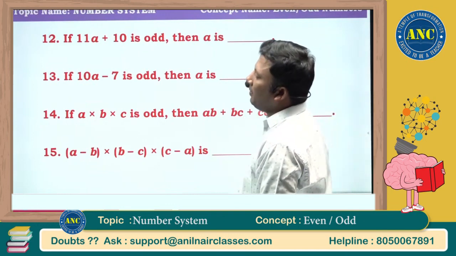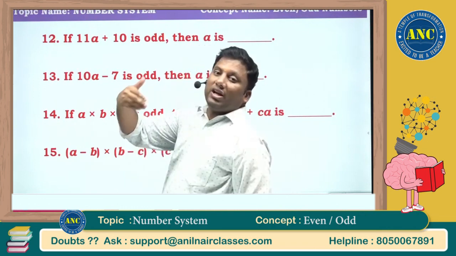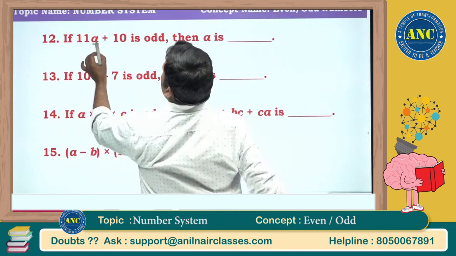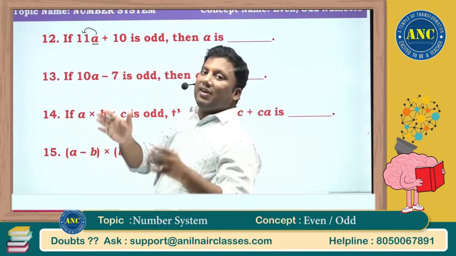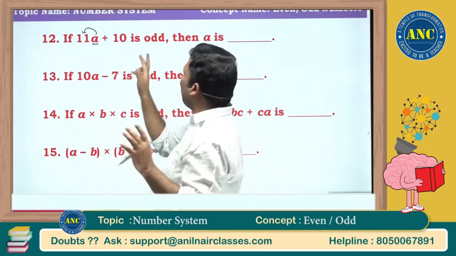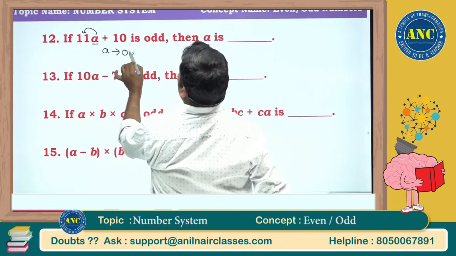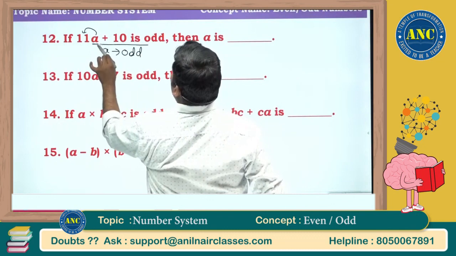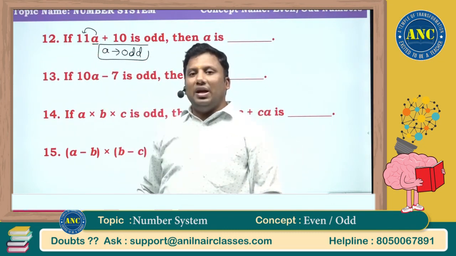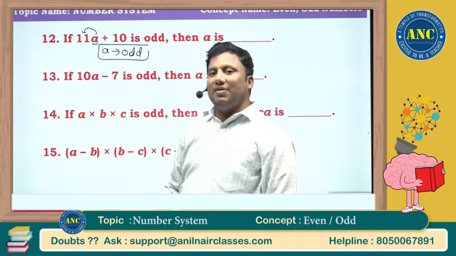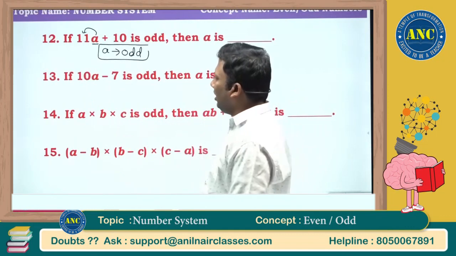Next one, 11a plus 10. It is odd. Let us do the reverse case. If a is even, even into any number is even, and 10 is even. Even plus even is even. But the right hand side is odd. That means a has to be odd. A cannot be even.